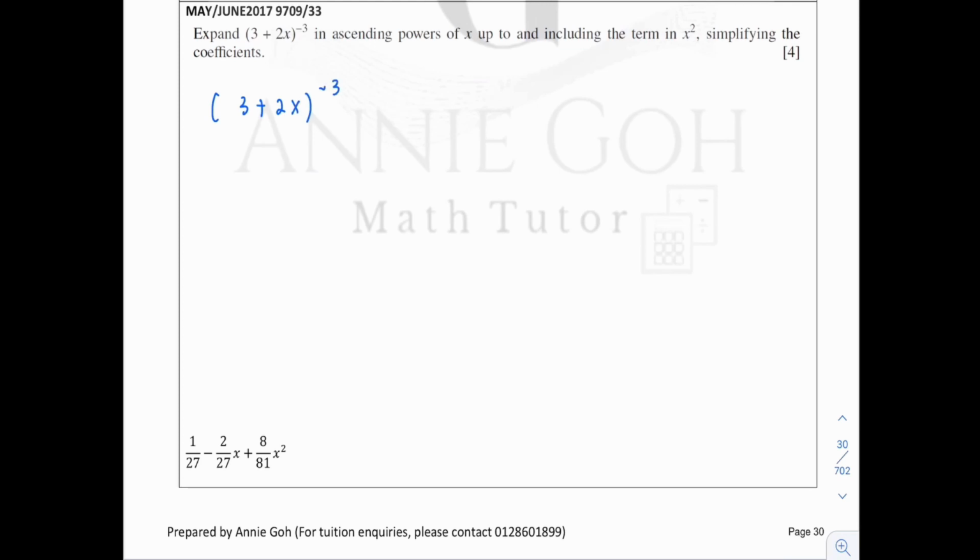First of all, we have to make sure the constant is a number 1. But here, it starts with a number 3. So what shall we do? We are supposed to factorize a 3 and make it into a 1. So it becomes 1 plus 2 over 3 x, and the whole thing is to the power of negative 3. Which means the negative 3 has to be applied to here and here. Then we will get 3 power negative 3 and 1 plus 2 over 3 x, power negative 3.